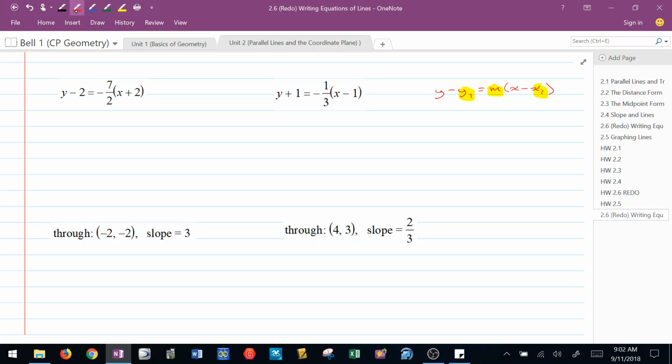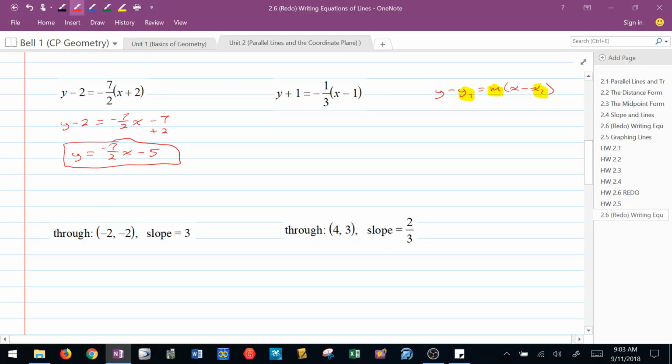Whenever I do point-slope form, going to slope-intercept is a two-step process. Step number one, distribute. So I have y minus 2 equals negative 7/2 x, and then I have to take negative 7/2 times 2. Well, that gives me negative 7. I'm now going to add 2 to both sides, and I get y equals negative 7/2 x. Remember, I added 2, so this becomes minus 5. And there's the equation in slope-intercept form.